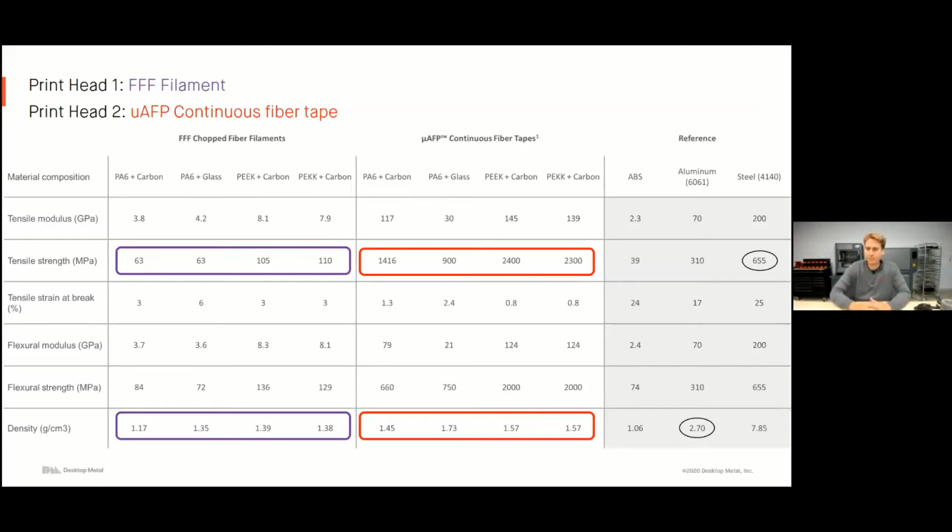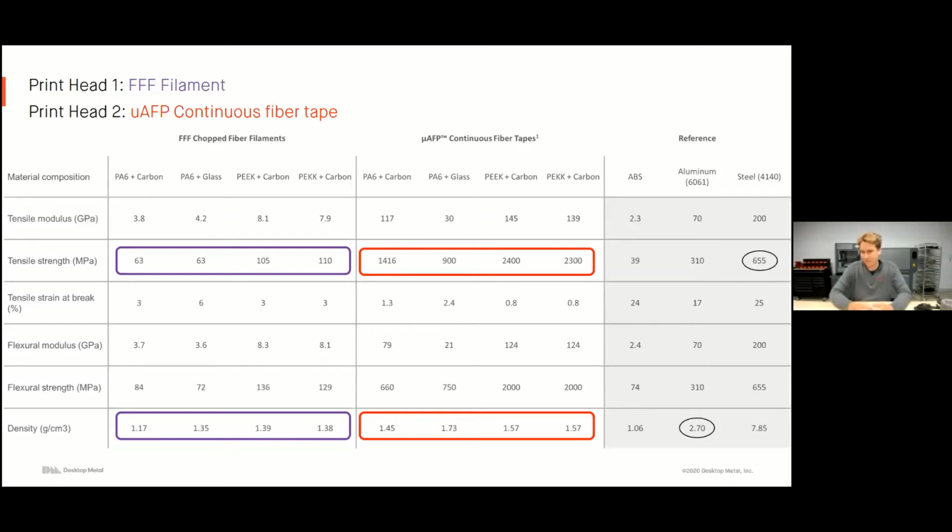What you're seeing in purple here on the left, those are the material properties of that filament I talked about. That's what's being printed with that FDM nozzle. So if you're looking at the tensile strength of PEEK and carbon fiber, we're still at about 100, which compared to ABS on the right, which is at 39, still pretty great material. If you're looking at the densities, we're about 1.17 to 1.38. So still very, very low density, but very, very strong material for an FDM material.